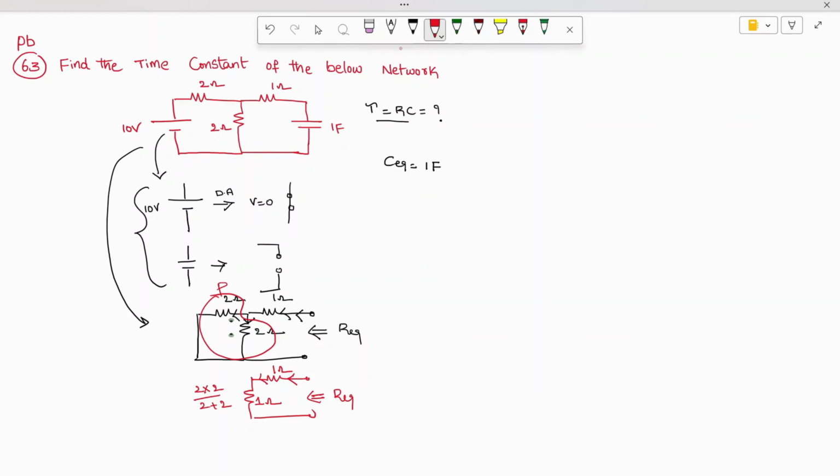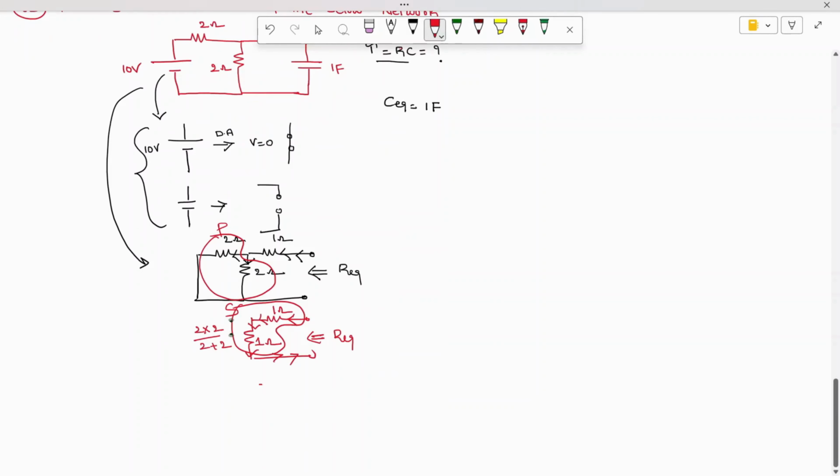The current flows like this, and the current will flow in the remaining resistor. I can say now these two resistors are once again connected in series. Whenever they are connected in series, you are going to get a single resistor 1 plus 1, which is 2 ohm. So this is the value of R equivalent. R equivalent value is 2 ohms.